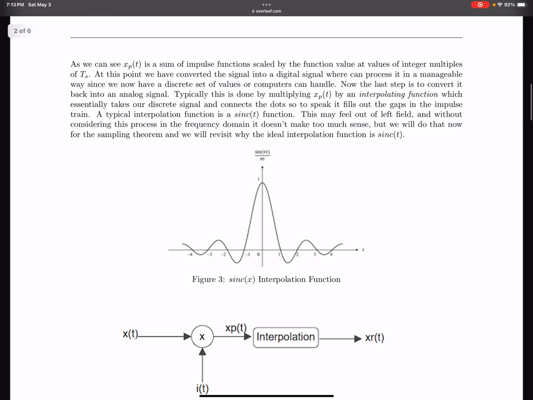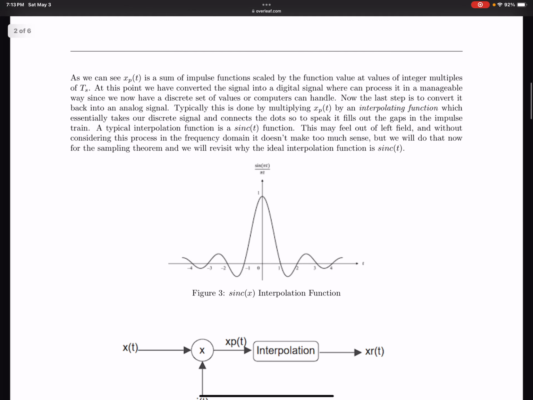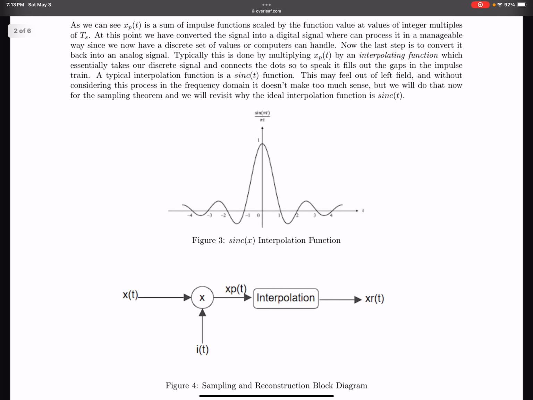Now we're going to take a little bit of a leap of faith here, but I promise it'll all make sense if we go through all this. As we can see, x_p(t), which is what we're calling our sampled discrete function, is the sum of these impulses scaled by the function at integer multiples of the sampling period T_s. At this point, we have converted the signal into a digital signal that we can process in a manageable way, since now we have a discrete set of values that the computer can handle. We're going to circle back to make sure we understand this.